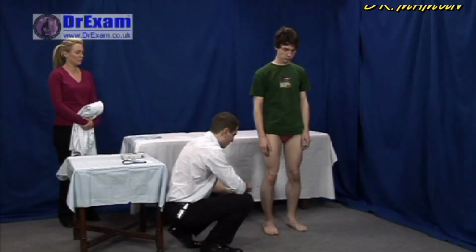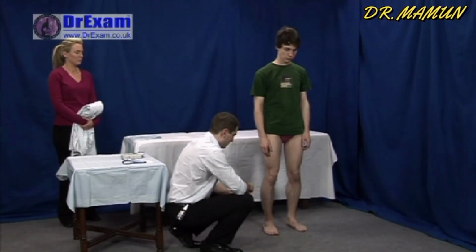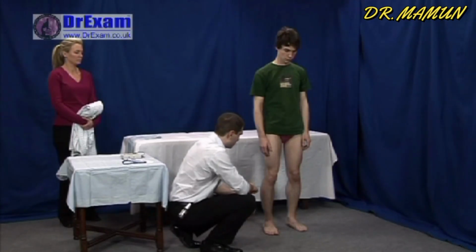Move on to palpation, comparing each side. We will demonstrate the remainder of this examination on the right side only. Begin by palpating for a saphena varix. Palpate over the saphenofemoral junction.